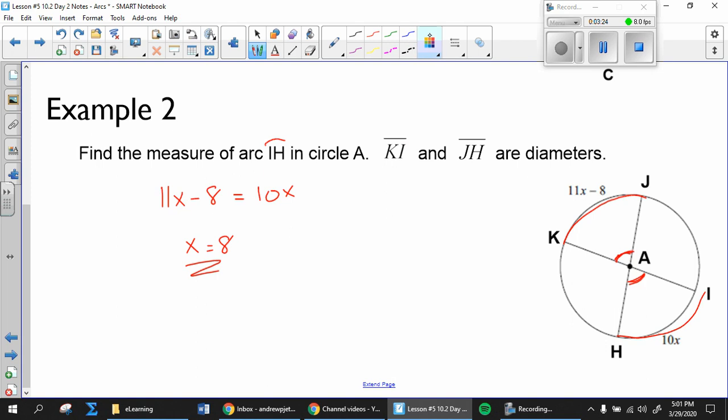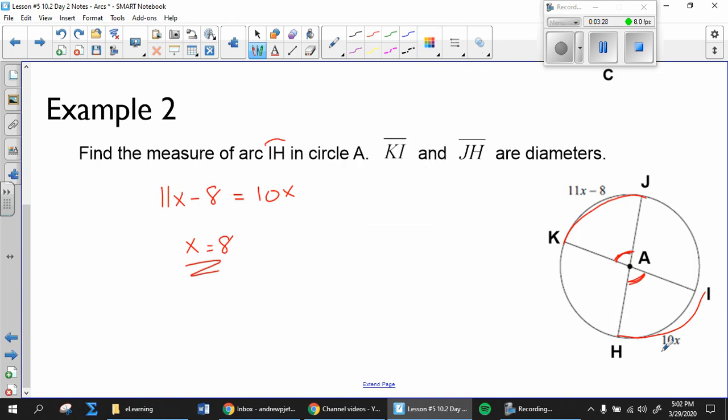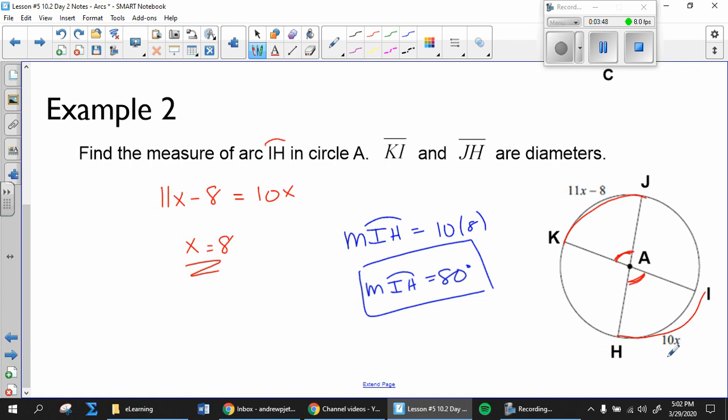So then the only other thing we have to do here is it's asking us to find this arc IH. So the measure of arc IH is going to equal 10x, so 10 times 8. So that tells us the measure of arc IH equals 80 degrees. Okay, and so this arc here is 80 degrees. This arc up here obviously would be 80 degrees as well.